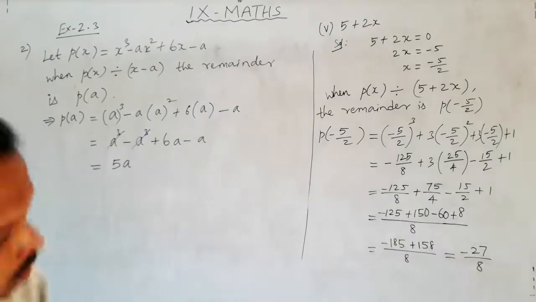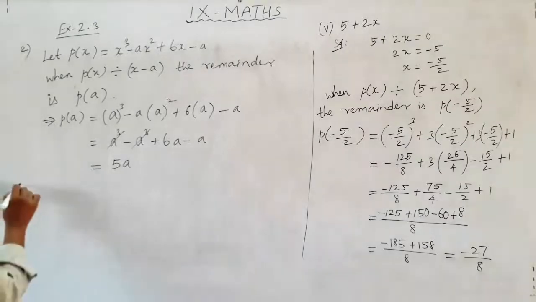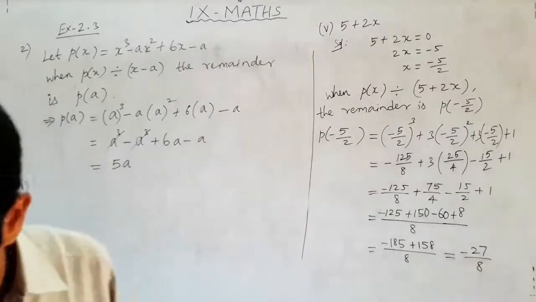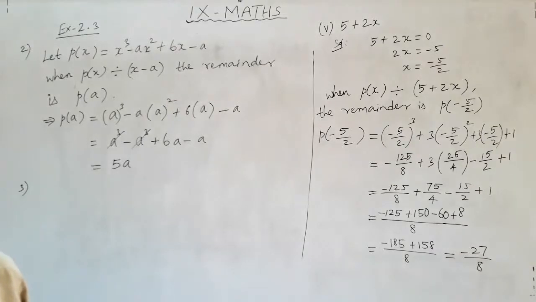And then third sum, it is given that to check whether 7 plus 3x is a factor of 3x cube plus 7x. So it is given a cubic polynomial.